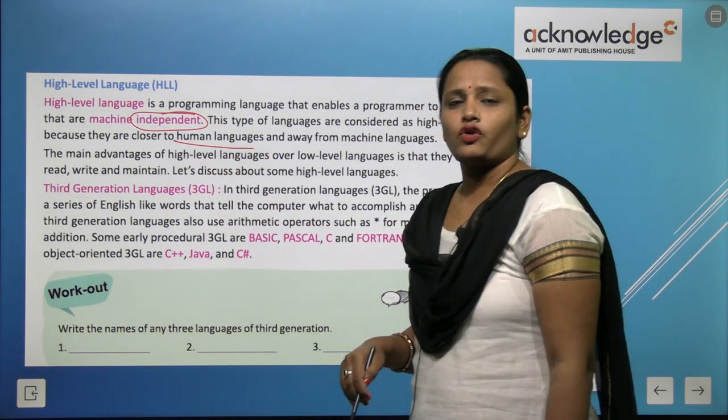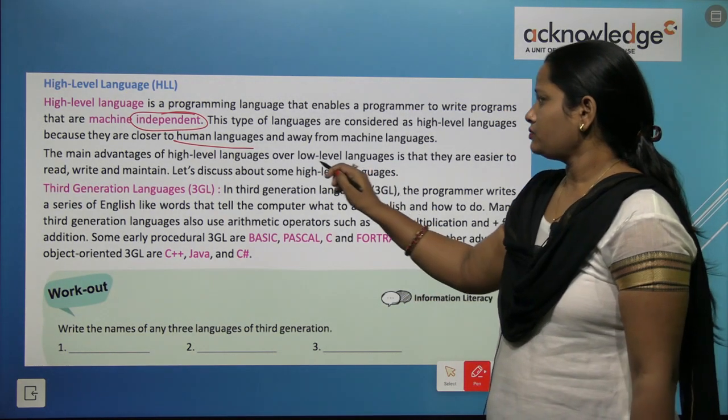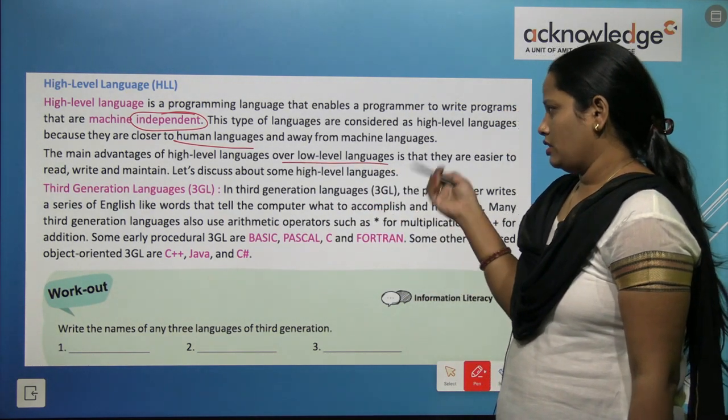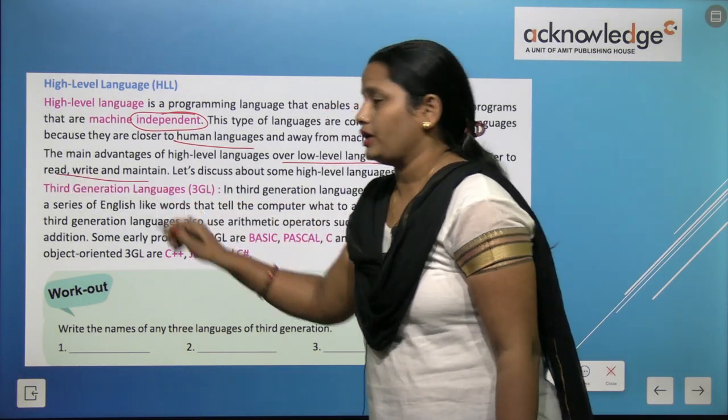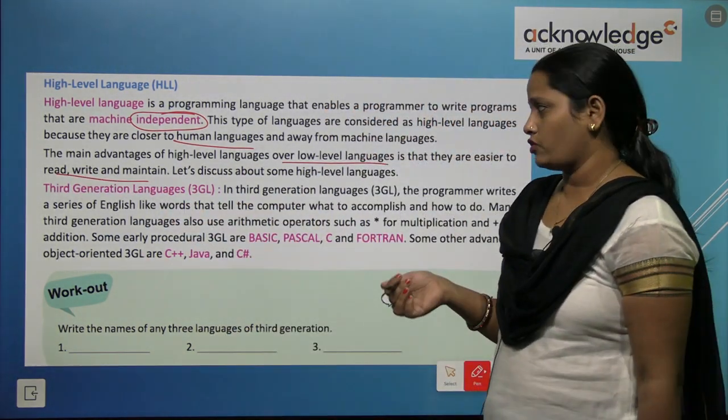The main advantage of high level language over low level language is that it is easier to read, write and maintain. So this was the main advantage of this.